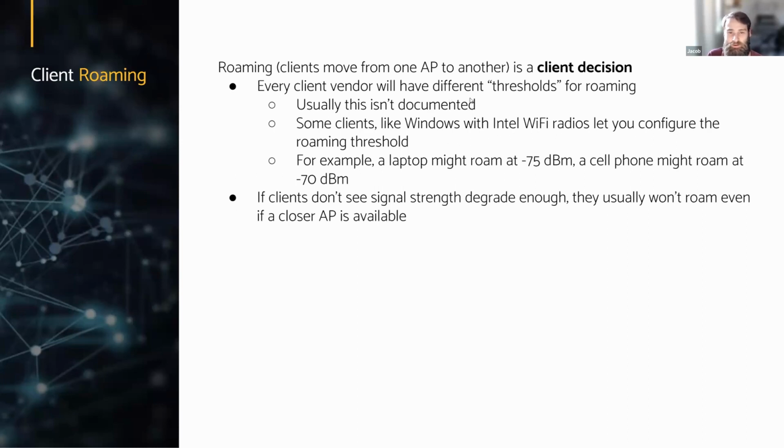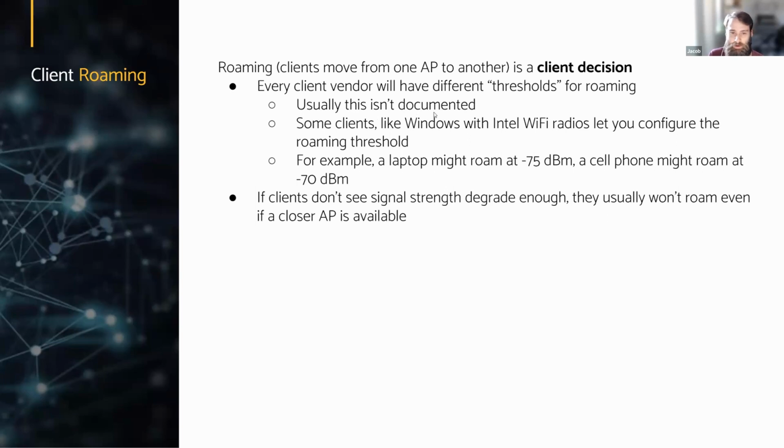Every client has a different threshold for roaming, and usually this is not documented. Most client vendors are not going to give you a nice little sheet that says, we're going to roam at minus 73 dB and 20 SNR. No, you really don't know in a lot of cases.